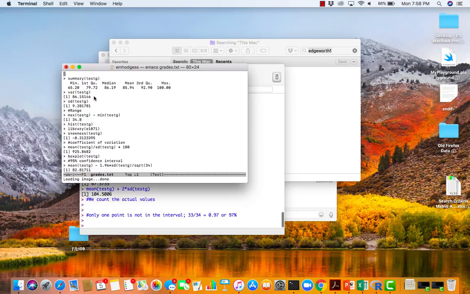The variance is 86.15, but remember that's in units squared, so we like to look at the standard deviation, and that's 9.28. The range is the maximum value minus the minimum value, so that will be your 100 minus 65.2, or 34.8.